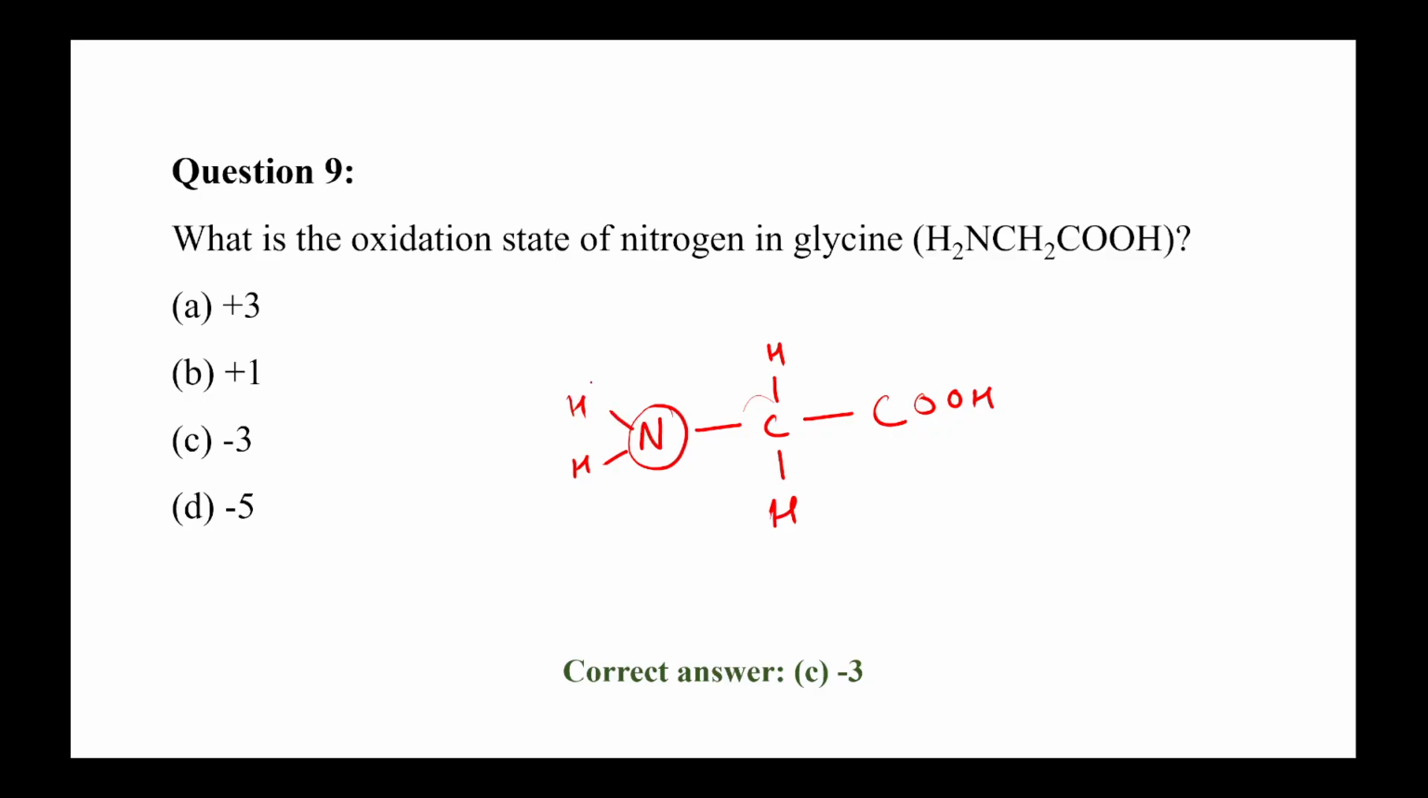So hydrogen has 1 electron, so this is +1. This hydrogen will also have +1, and carbon has 4 electrons, which is making 4 single bonds. With this nitrogen, it is making 1 single bond, so it is giving 1 electron. So carbon will have a +1 charge and nitrogen will get -1 charge from this hydrogen, -1 charge from this hydrogen, and -1 charge from this hydrogen. So 1, 2, 3. So total charge on nitrogen will become -3. So this is the oxidation state of nitrogen in glycine. Okay, so option C is the correct answer.